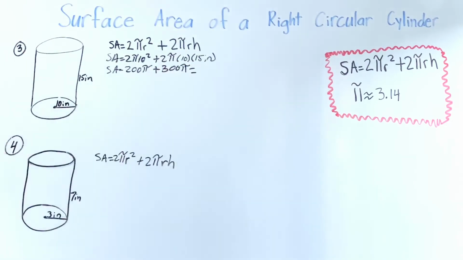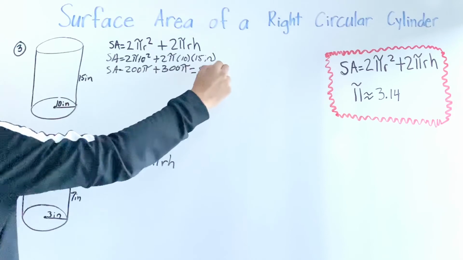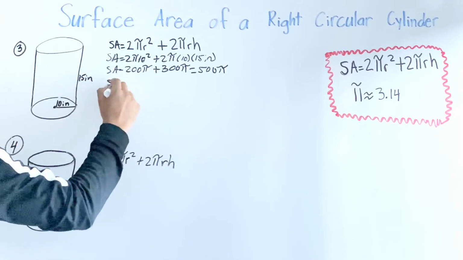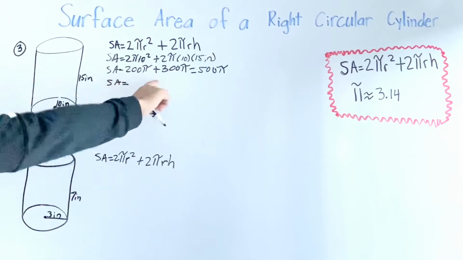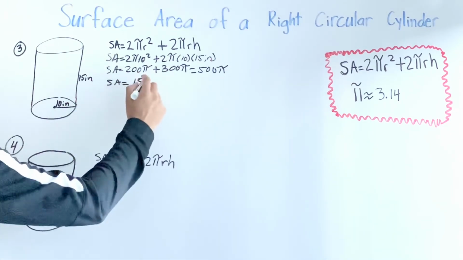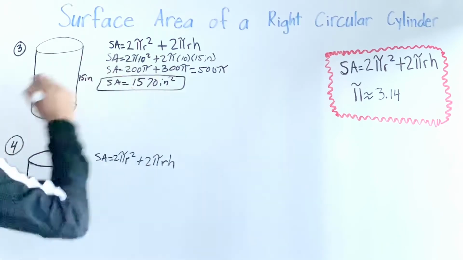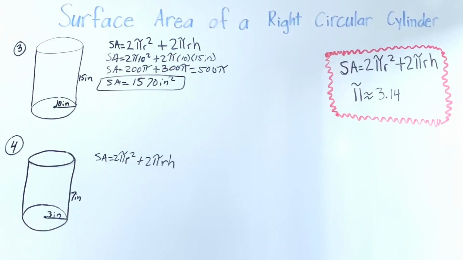Once again, if your teacher just wants you to leave your answer as pi, just add 200 plus 300, which is 500 pi. And if your teacher wants you to solve it, you multiply 200 times 3.14 plus 300 times 3.14, and your answer is going to be 1,570 inches squared. And that will be your answer for number 3.